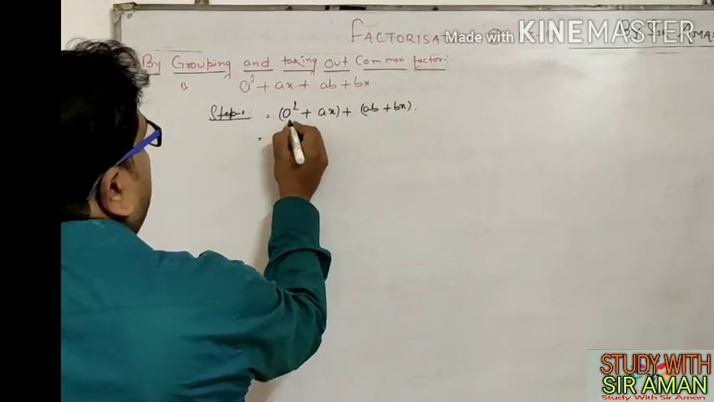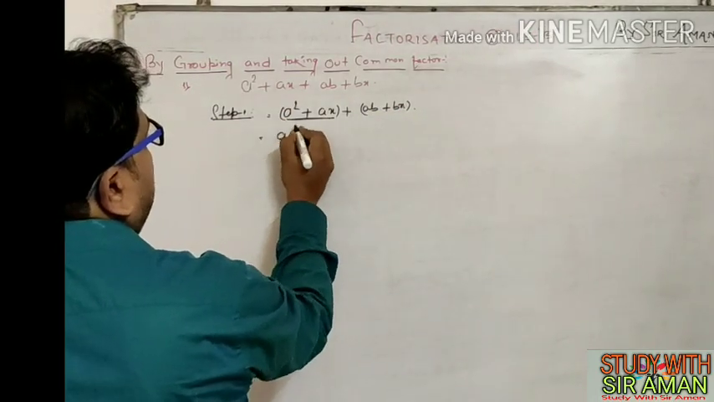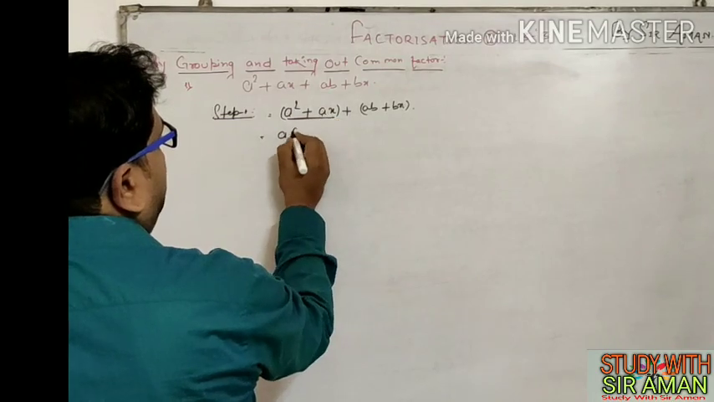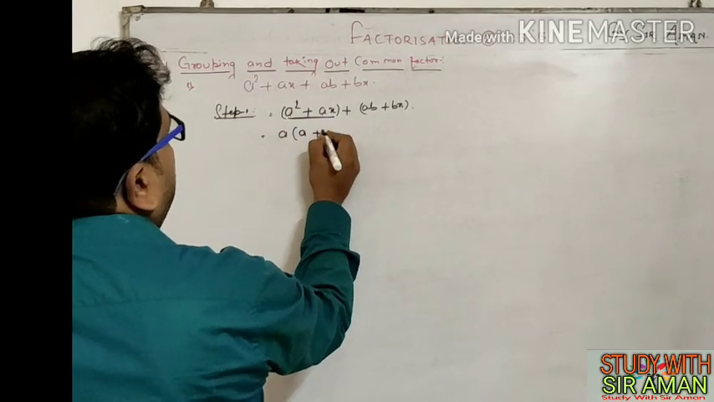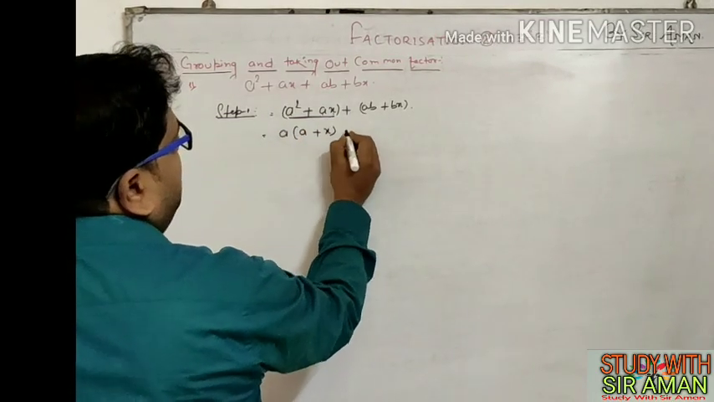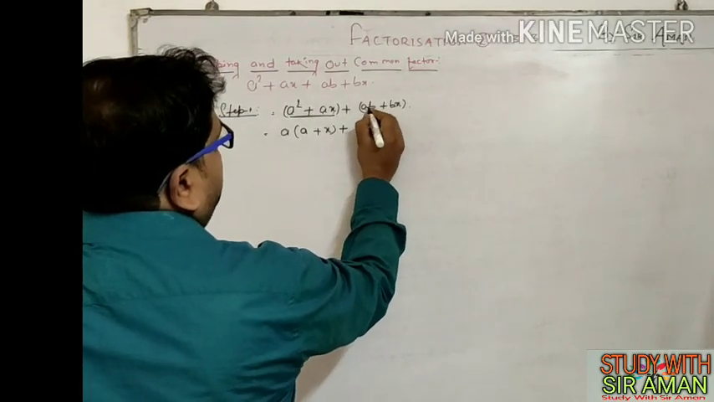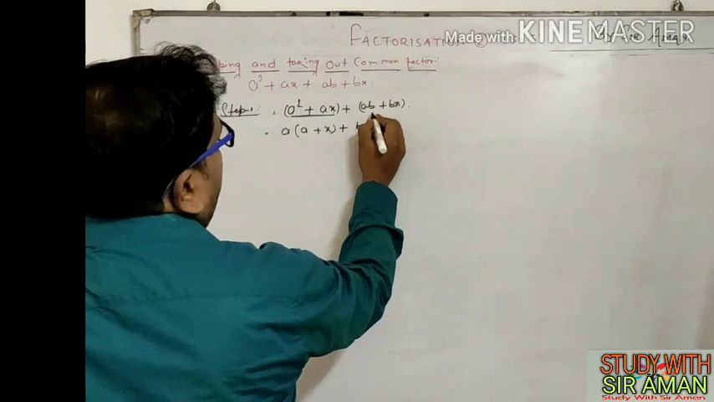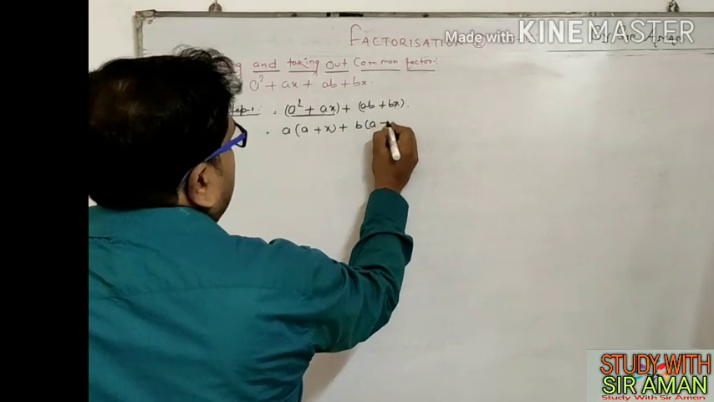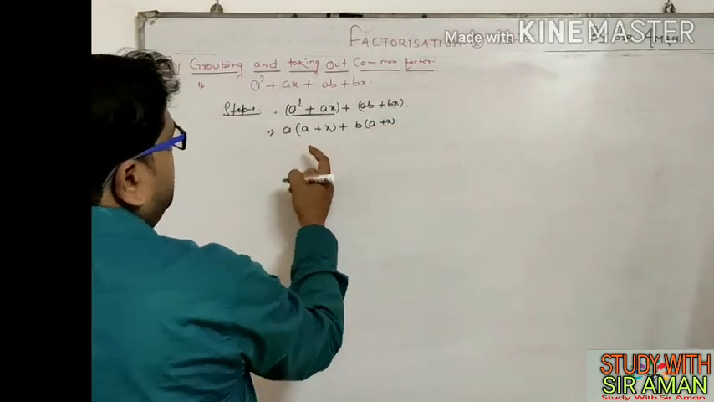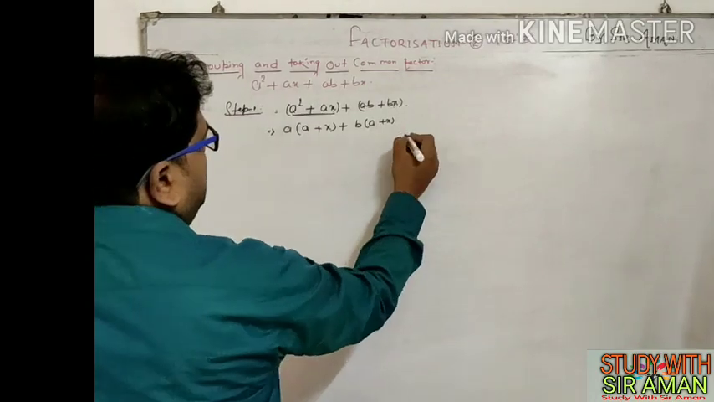In these two terms, what is common? Here is A, here is A, so A is common. What is left here? A. What is left here? X. Then plus. What is same here? B is common. What is left here? A. What is left here? X. Now check carefully these two terms.